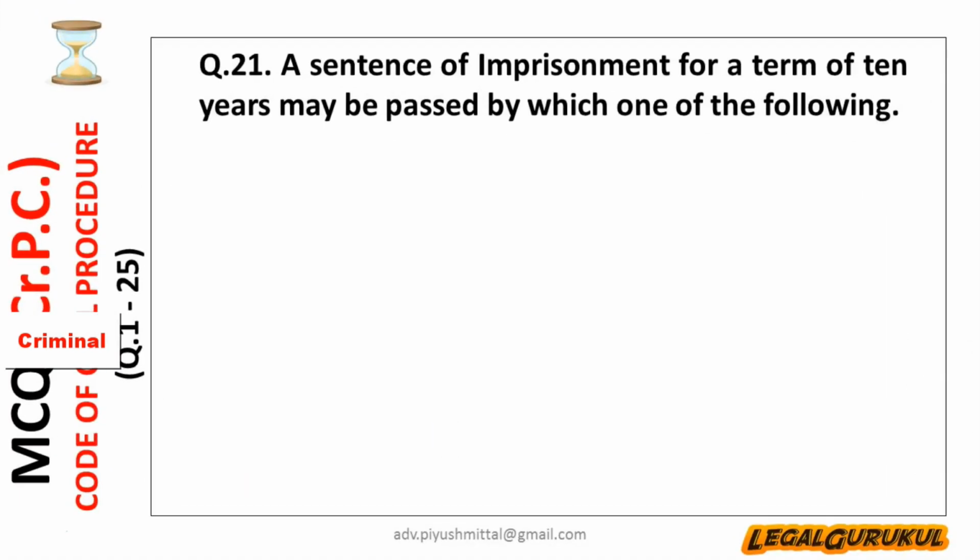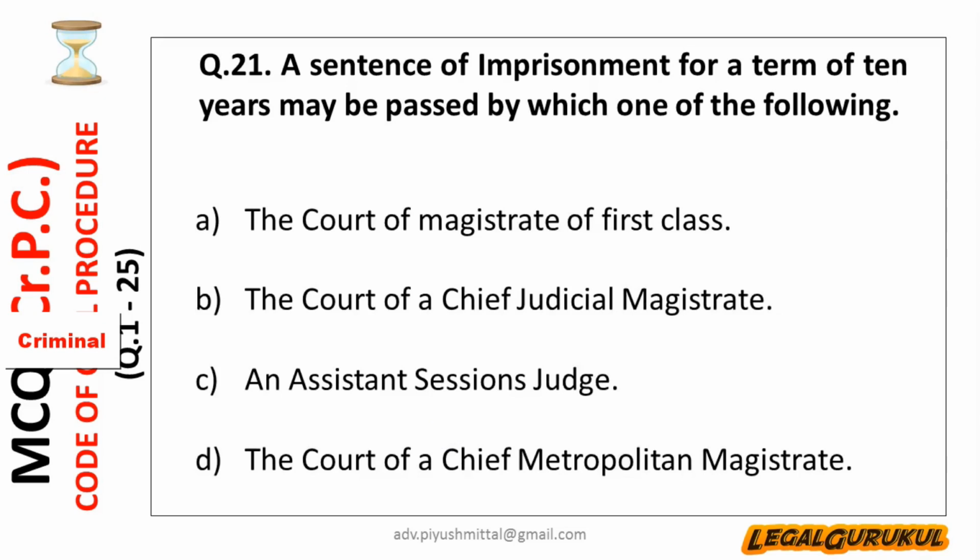Question number 21. A sentence of imprisonment for a term of 10 years may be passed by which of the following courts? Option A. The Court of Magistrate of First Class. B. The Court of a Chief Judicial Magistrate. C. An Assistant Session Judge. D. The Court of a Chief Metropolitan Magistrate. And the correct answer is C, an Assistant Session Judge.